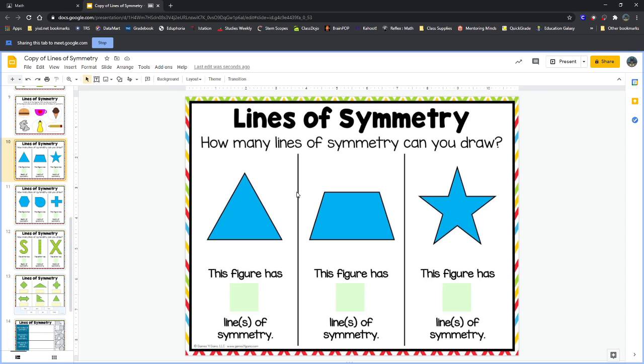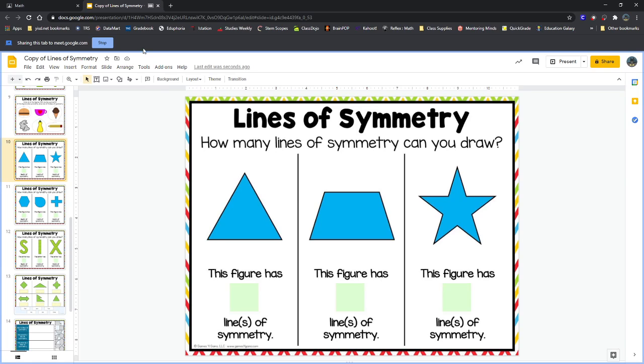On slide number 10, they're telling us that these shapes have lines of symmetry, telling us for sure. They're asking us how many they have. Shapes can have more than one line of symmetry. There can be more than one way to fold them so that you get two congruent sides.